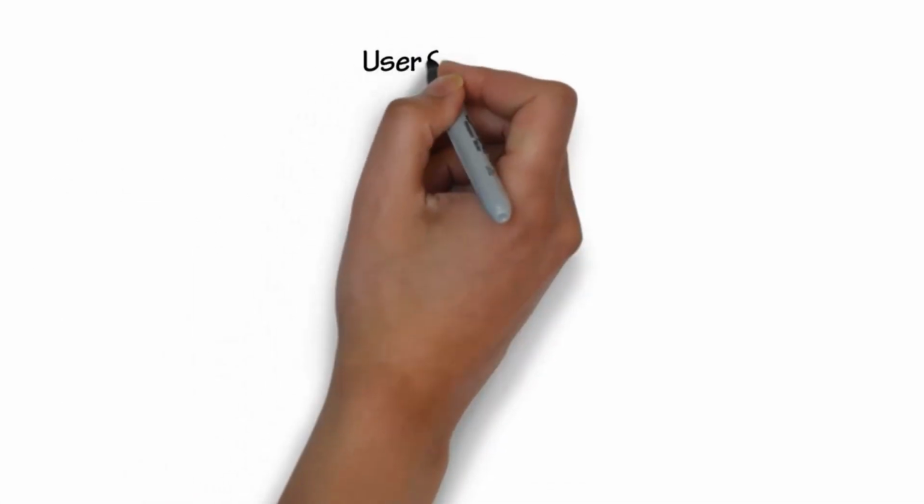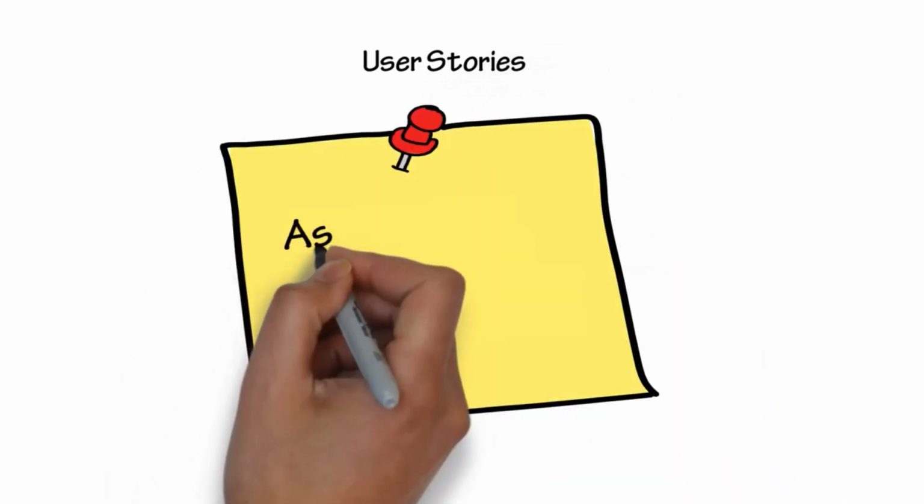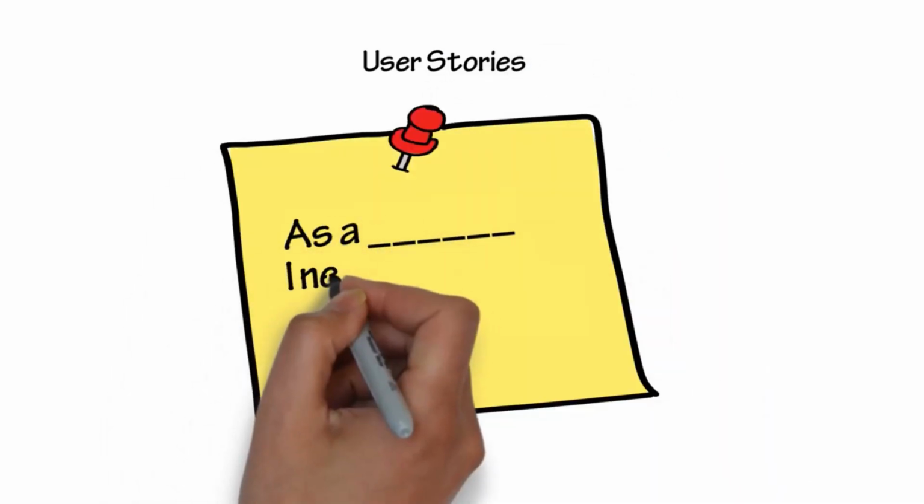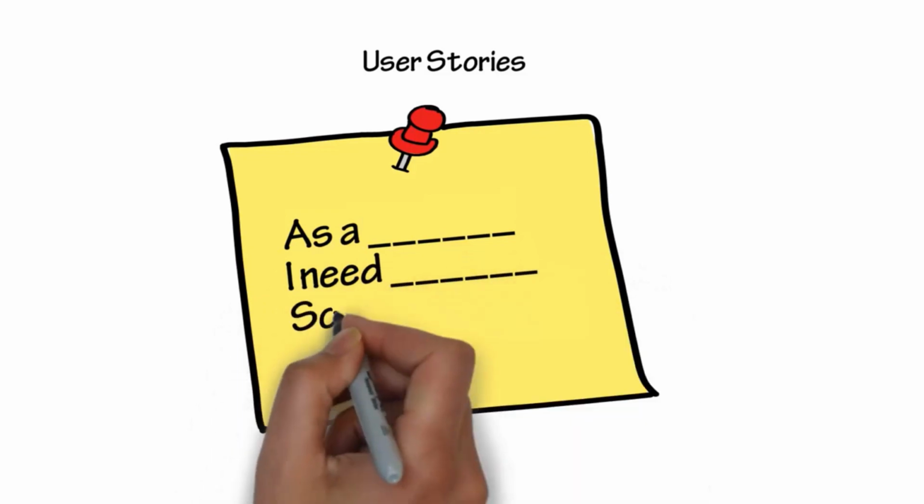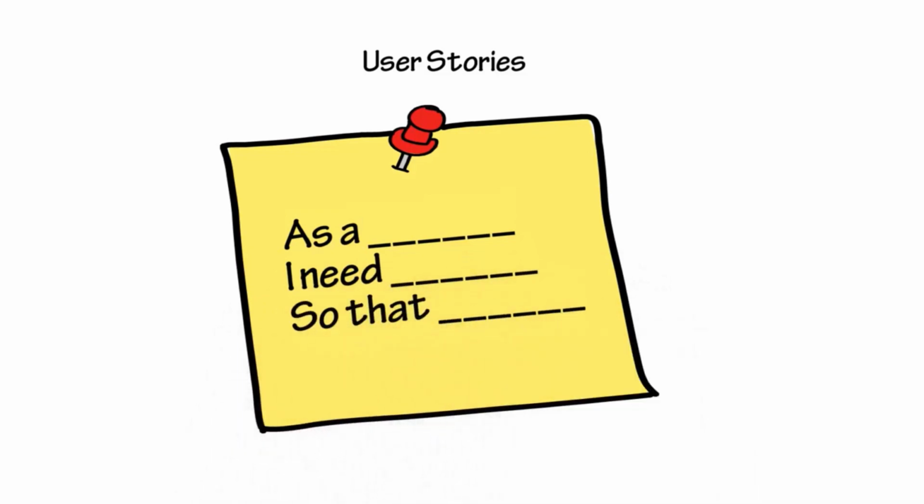User stories are a way of describing a feature set that follows the "as a user, I need something so that" reason format. This way of phrasing a user story allows the product owner to specify the right amount of detail for the team to estimate the size of the task.